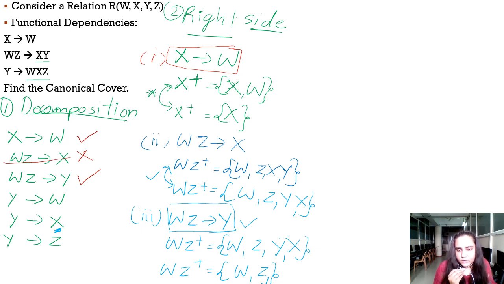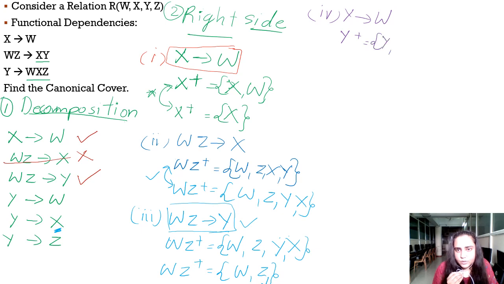And this might look like a long process, but it's long only because I'm explaining it to you. When you try to do it on your own, you'll be much faster. So the fourth one is y determines w. So I'm going to try to find out y plus.